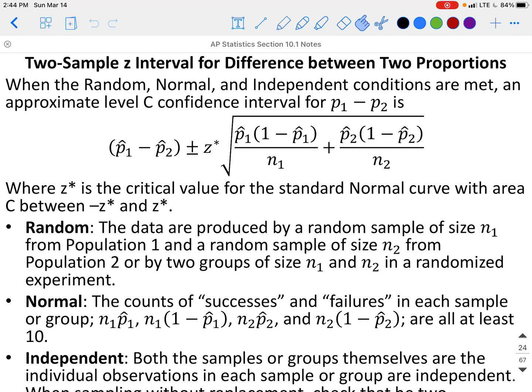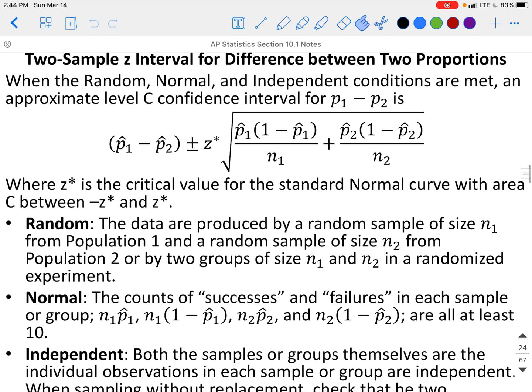We can do a two-sample z interval for the difference between two proportions when the random, normal, and independent conditions are met. An approximate level C confidence interval for p1 minus p2 is given by the following equation, where z star is the critical value for the standard normal curve with an area of C between negative z star and positive z star. For the random condition, the data are produced by a random sample of size n1 from population 1 and a random sample of size n2 from population 2, or by two groups of sizes n1 and n2 in a randomized experiment.